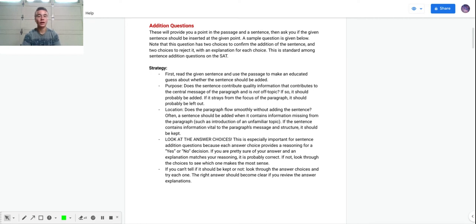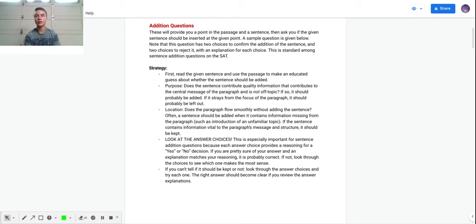But we're going to look at another indicator of whether the answer is correct, which is location. This one is not as easy to use as the purpose, but it's very helpful nonetheless. Does the paragraph flow smoothly without adding the sentence? A big indicator of whether a sentence should be added is if the paragraph contains two sentences that aren't really connected at all. And if the sentence the writer is considering adding makes a good transition between those two, then it should probably be added.